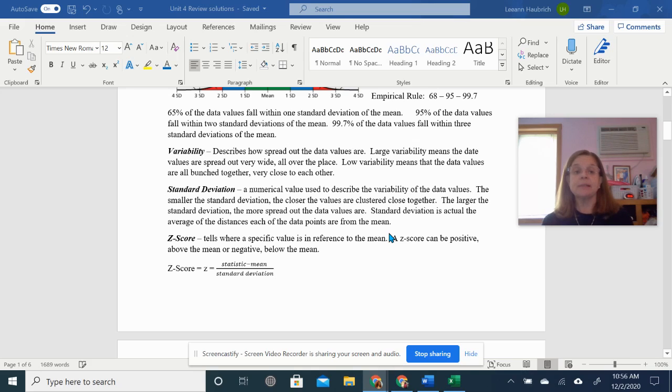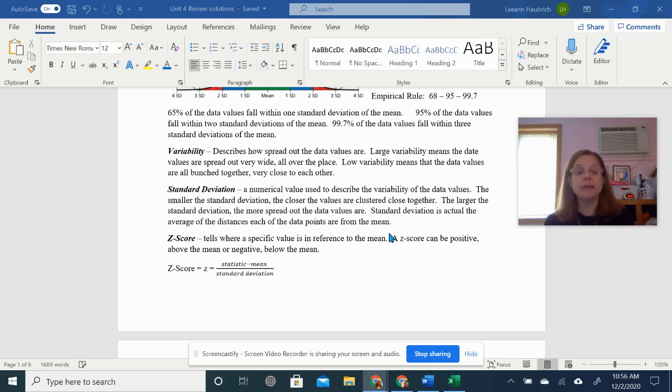Standard deviation is a numerical value used to describe the variability of the data values. The smaller the standard deviation, the closer the values are clustered together. The larger the standard deviation, the more spread out the data values are. Standard deviation is the actual average of the distance of each of the data points from the mean.